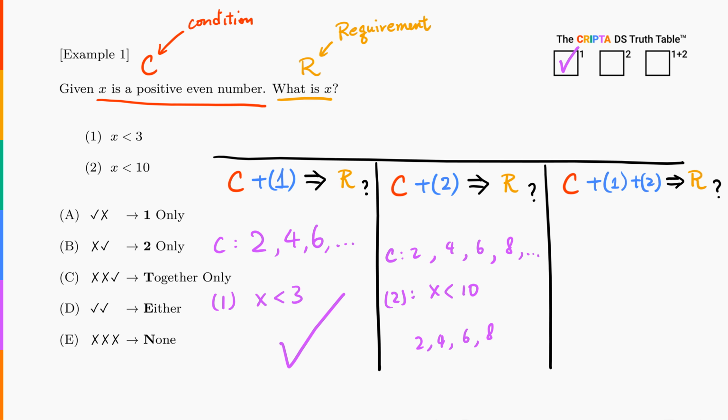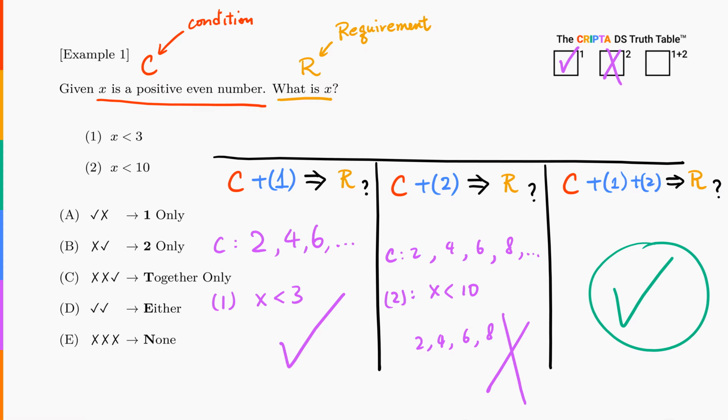In box 2, the condition tells us that this is a positive even number. Statement 2 will still give us 4 choices, so it's not possible to meet the requirement. It's a fail. So we put a cross in box 2. If any of the previous boxes is a pass, then the third box will always be a pass, based on basic logic. But the third box here doesn't matter, because it has already met our condition for A. It's a pass and a fail, so the answer is A, 1 only.